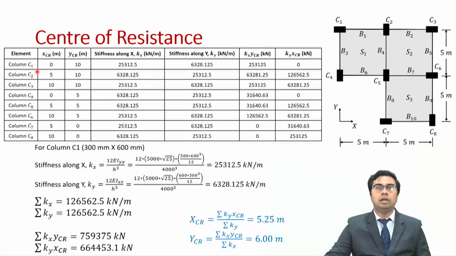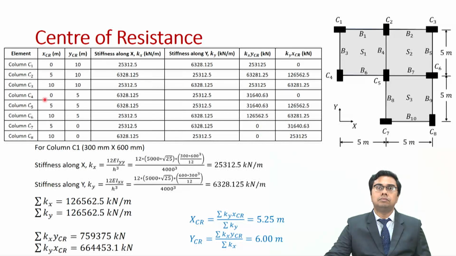So, for example, for column C1, the center of resistance is located at x equals 0 and y equals 10 meters. So, at this point. Similarly, for column C6, let us say the center of resistance is located at x equals 10 meters and y equals 5 meters.